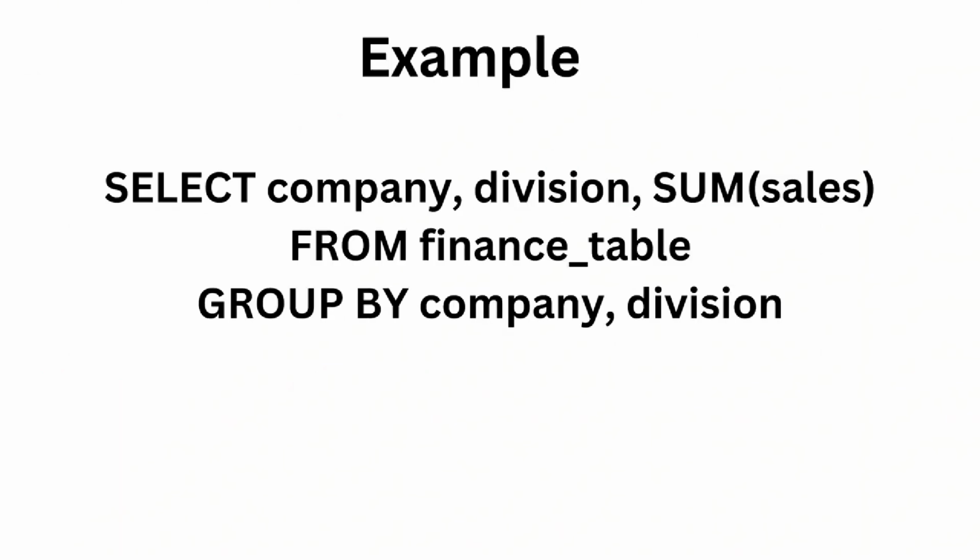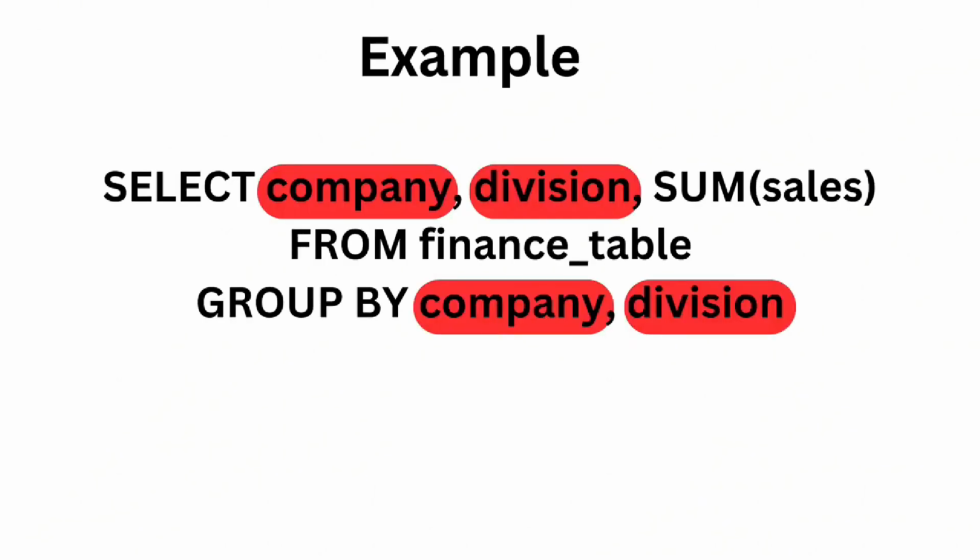So let's imagine a different example. We can have something like select company, division, and then sum of sales. You can imagine we had 3 columns in this table. One was different companies, then the divisions within that company, and then different sales per division per company. So what we're doing here is, again, notice that if I'm selecting columns such as company and division, then they must also appear in the group by statement.